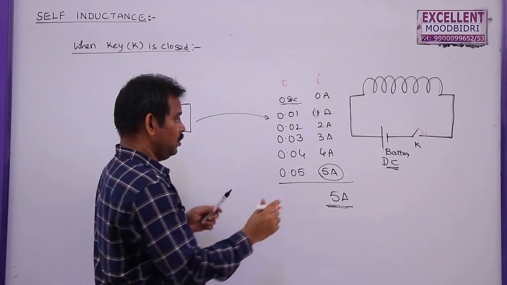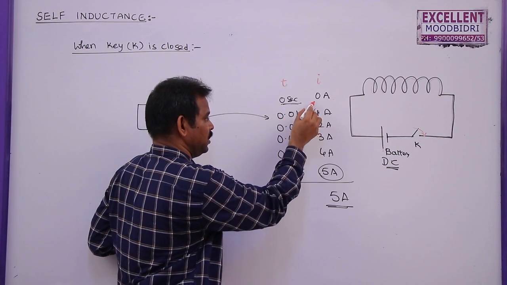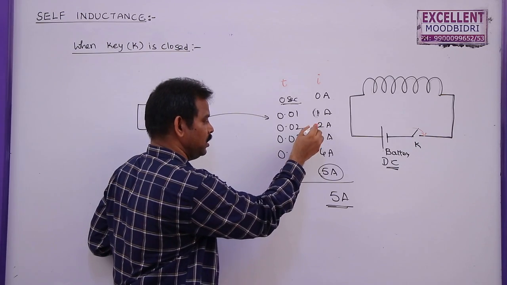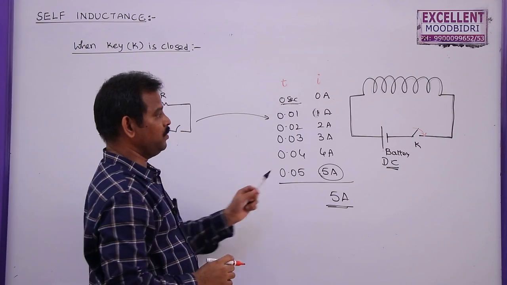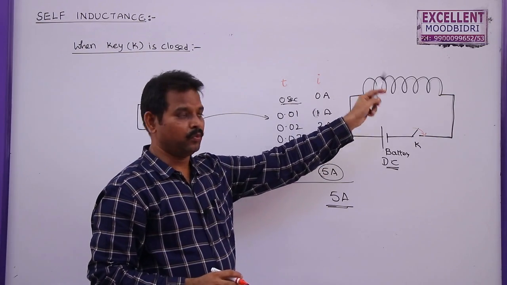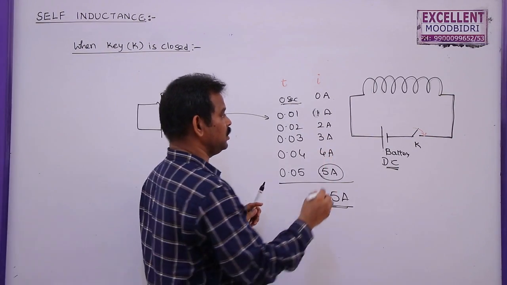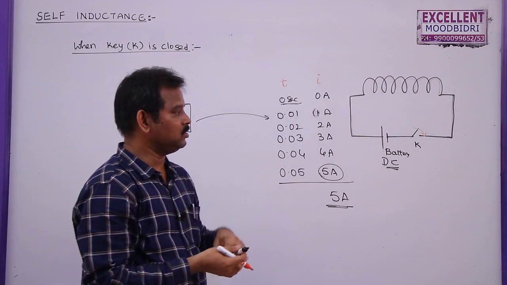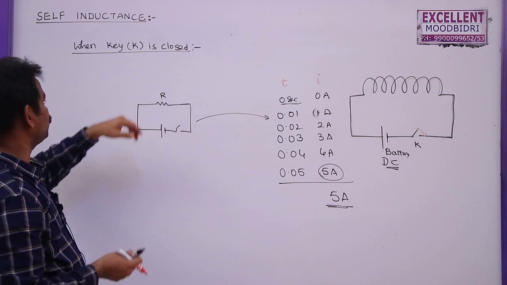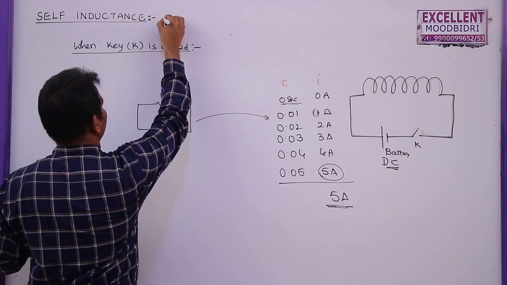But it is found that when the time increases, current is not increasing that easily. Current is also increasing, but not similar to this pattern. Why? Because these coils will oppose the growth of current. It will not allow the current to grow that easily. So the property exhibited by these coils to oppose the growth of current is called self-induction.